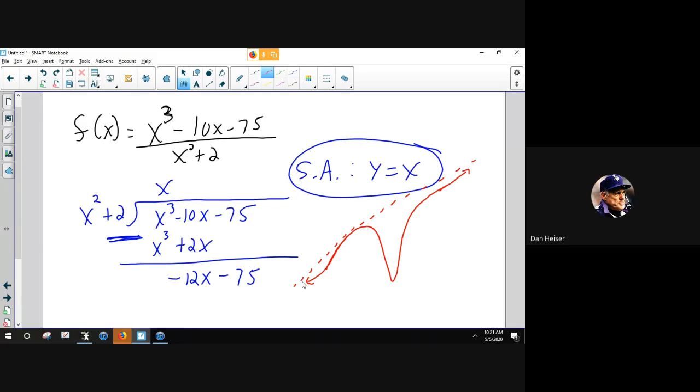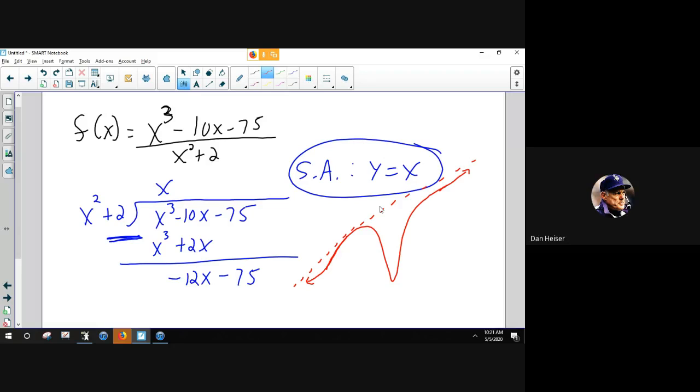Again, this will not cross. It will approach it really, really close. This will approach it really close this way. Here is our slant asymptote that it approaches as x gets larger and larger this way, this function value gets closer and closer to that dashed line. So that is how you find a slant asymptote.